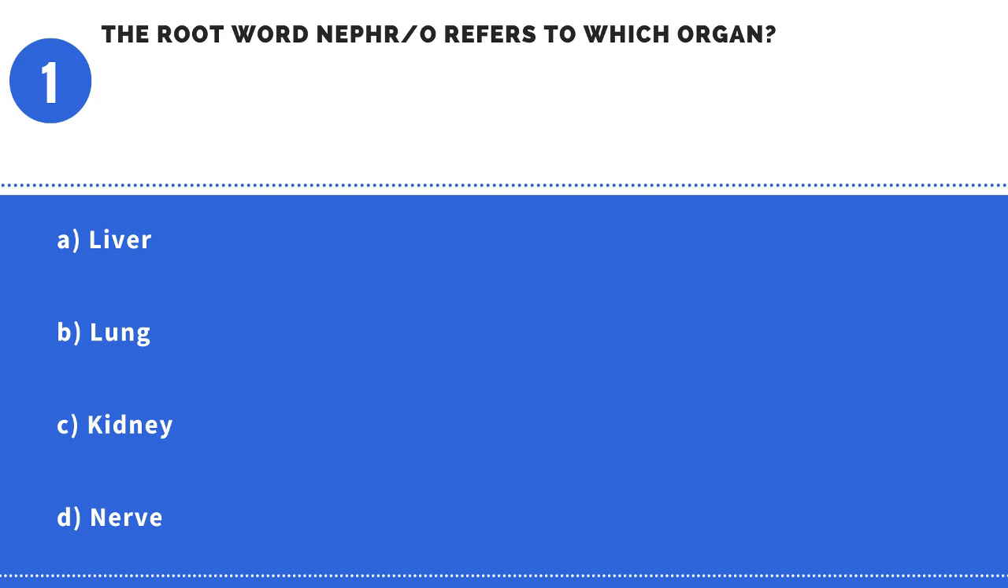Question 1. The root word nephr/o refers to which organ? A. Liver. B. Lung. C. Kidney. D. Nerve.